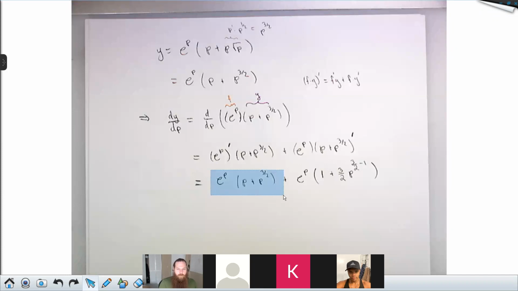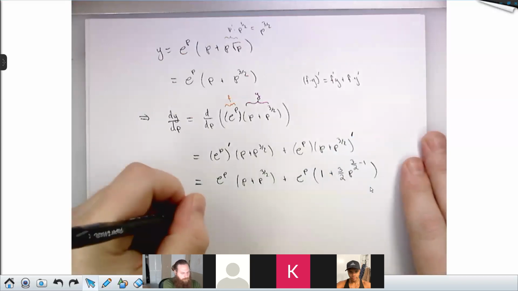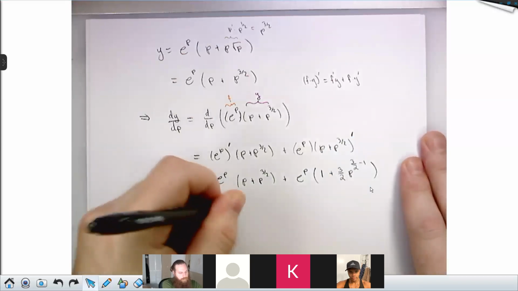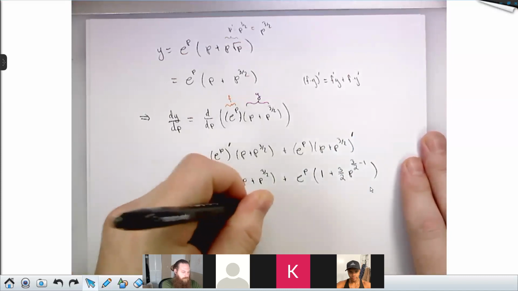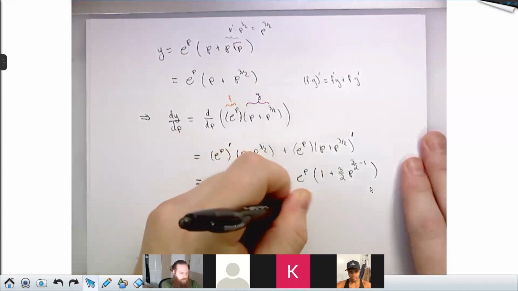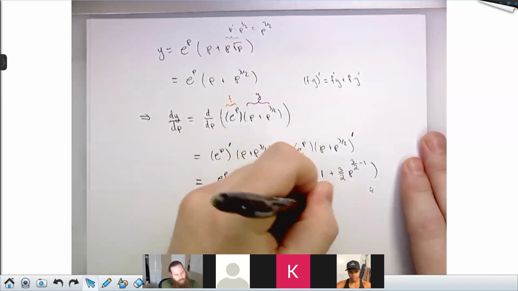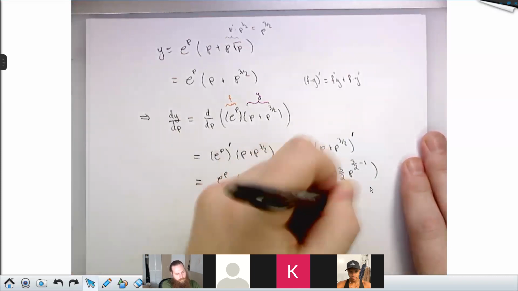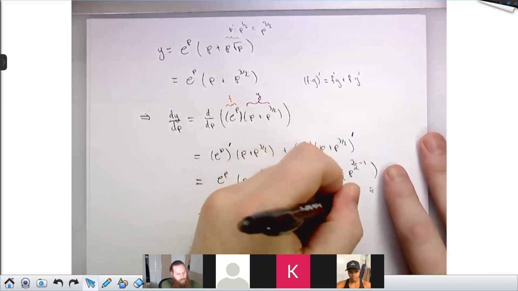So here we differentiated the e to the p. We left the other piece alone. Here we left the e to the p alone and differentiated the other piece. This guy is a power rule thing. So the p differentiates to 1, and p to the 3/2 differentiates to 3/2 times p to the 3/2 minus 1. And now we clean things up. So this is e to the p times p plus p to the 3/2 plus e to the p times 1 plus 3/2 p to the 3/2 minus 1 is 1/2.